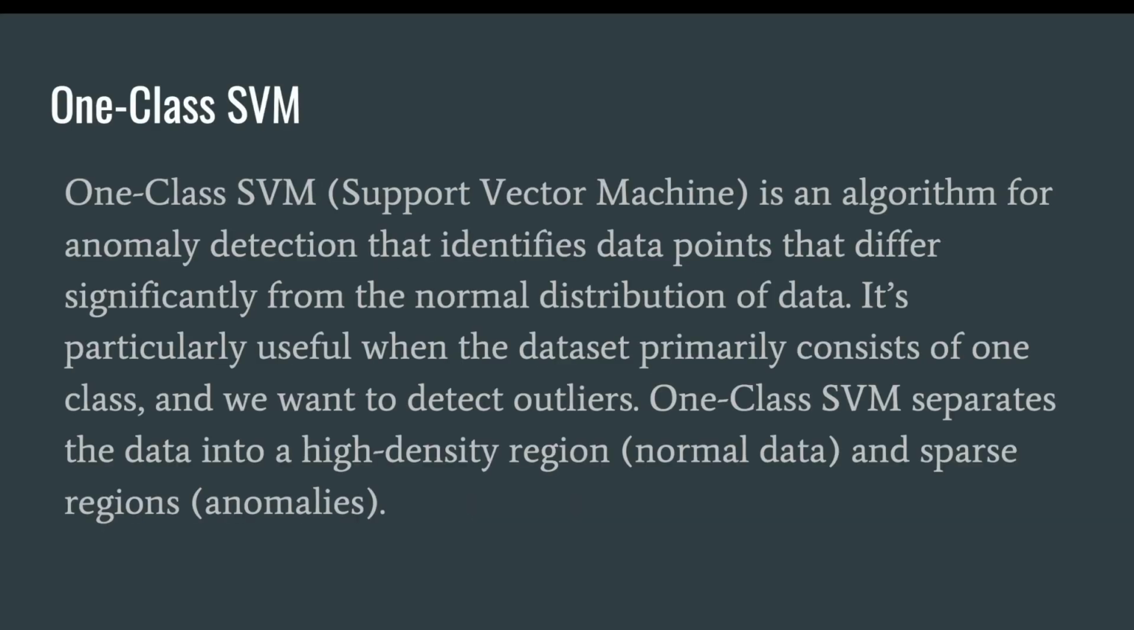One class SVM, where SVM stands for Support Vector Machine, is an algorithm for anomaly detection that identifies data points that differ significantly from the normal distribution of data. It's particularly useful when the data set primarily consists of one class and we want to detect outliers. One class SVM separates the data into a high density region, which is the normal data, and sparse regions, which are the anomalies. Let's go ahead and implement line by line in Python how to implement the one class SVM algorithm.